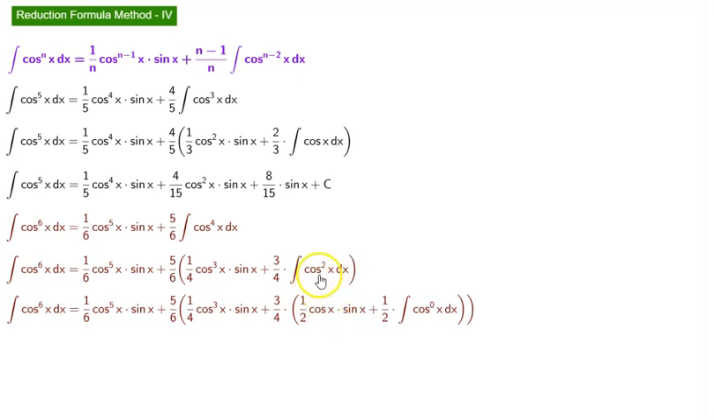Now again we have a cos square x. So the power is still not 0 or 1, which means we apply the reduction formula once more. Make sure that 5 by 6 is a common factor of everything inside the outer brackets. 3 by 4 will be a common factor for all the elements that are there inside the integral of cos square x dx.